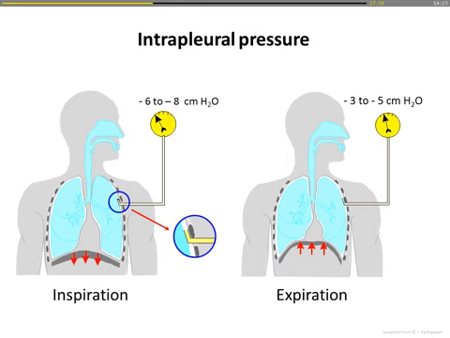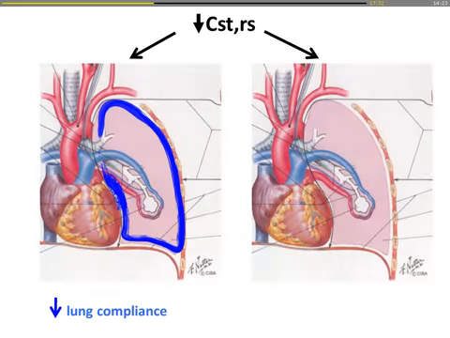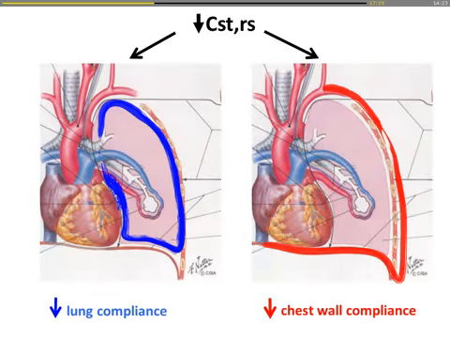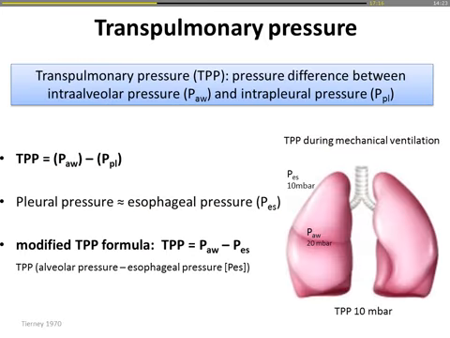Does the esophagus do any movements? Are there other things that are influencing the measurement? But you just keep in mind, these are the two ways how it may change. So either the chest wall compliance is decreasing, or the chest wall elastance is increasing, or the other way around.